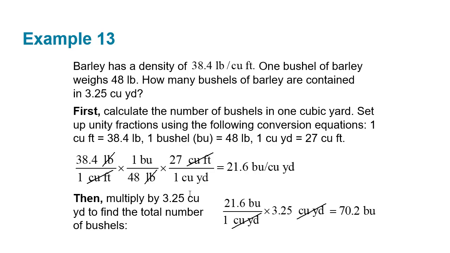Now that we know that, and if we want to know how many bushels are contained in this many cubic yards, well, then we're multiplying by cubic yards over 1, so the cubic yards will cancel, and we'll get our answer in bushels, 70.2, or roughly 70 bushels.